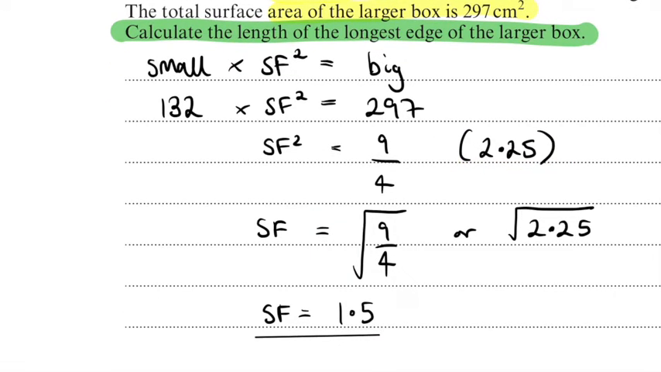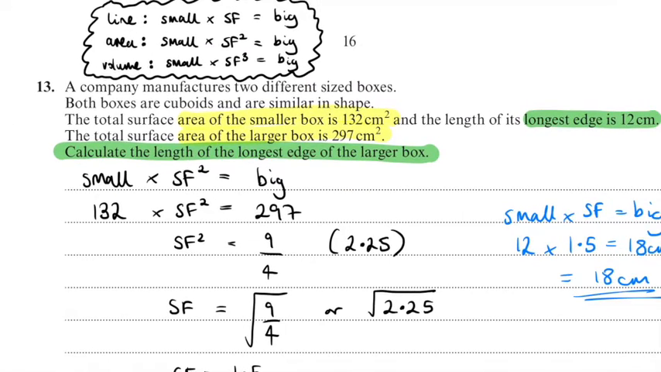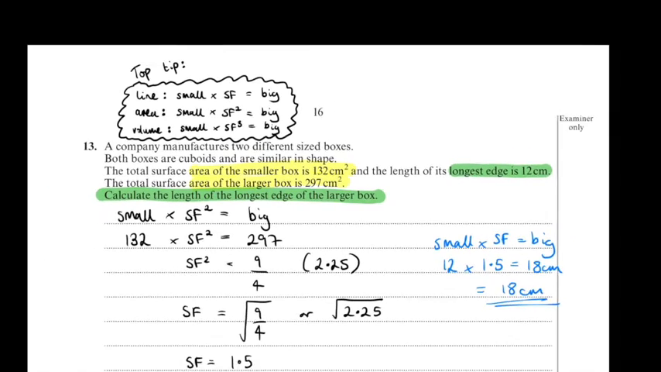I've now square rooted both sides, so you can either do it by the fraction or the decimal, it really doesn't matter, and your calculator will tell you the answer is 1.5. Going from here now, they want me to work out the longest edge of the larger box when I know that the longest edge of the smaller box is 12 centimeters. So 12 centimeters times by 1.5 gives me 18 centimeters for the bigger box.